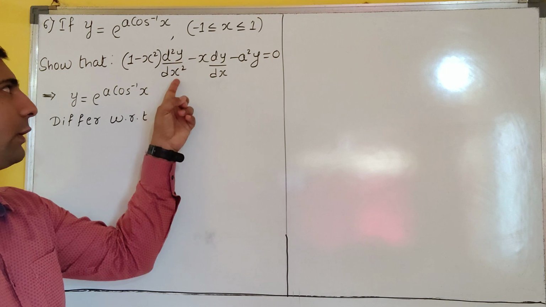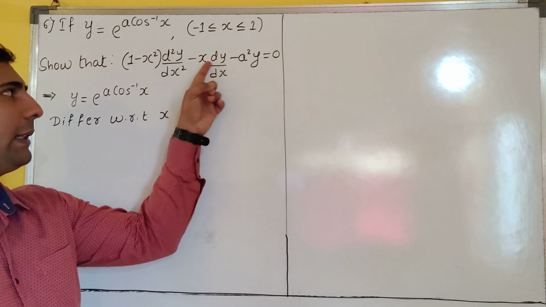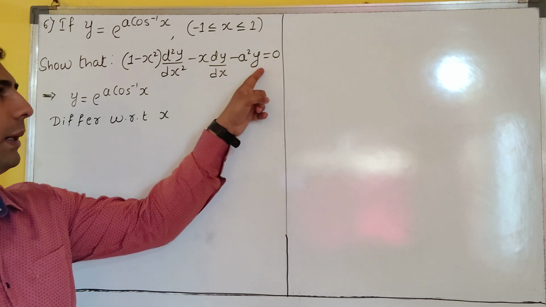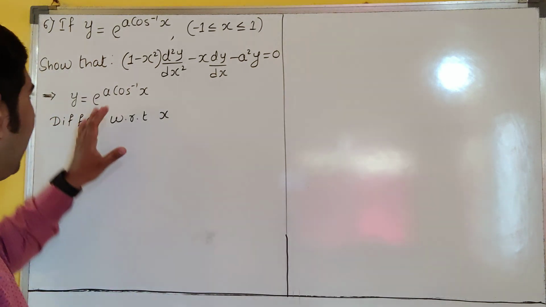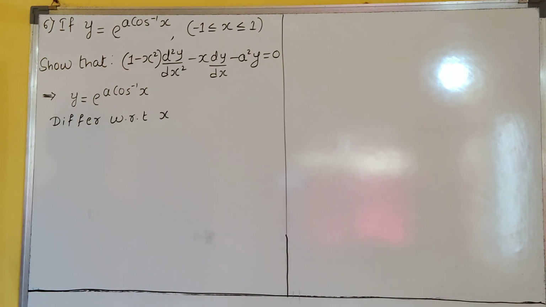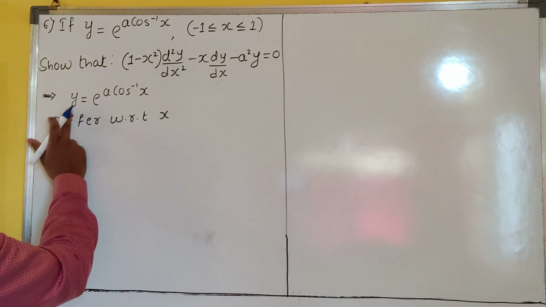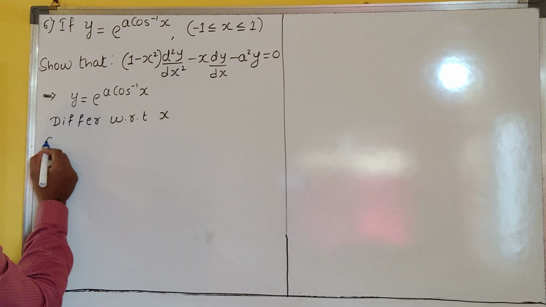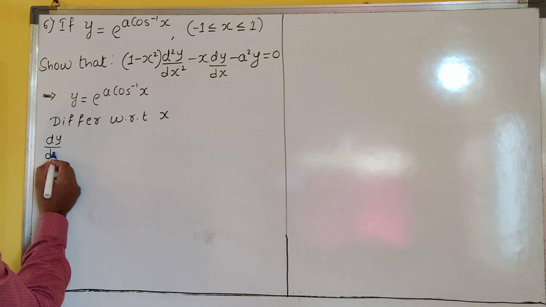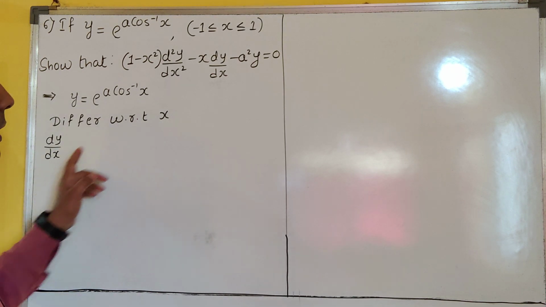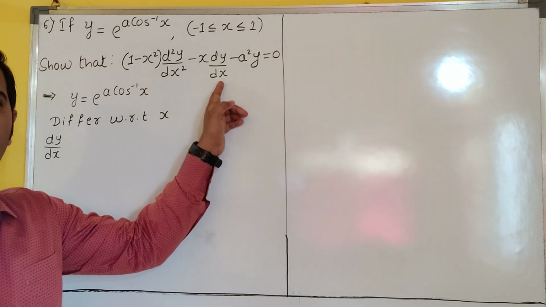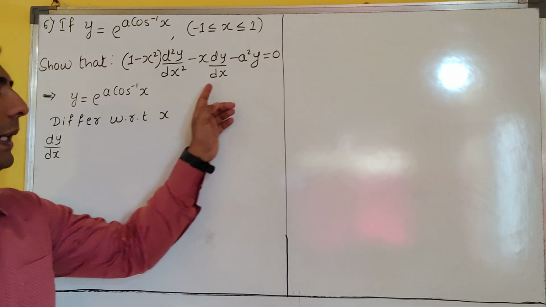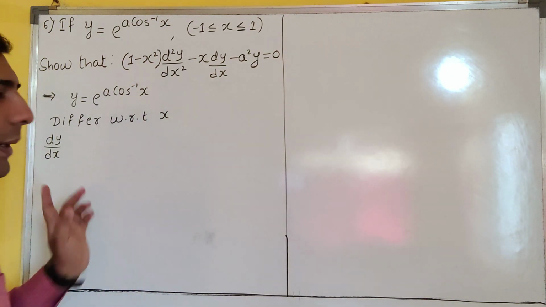1 minus x square d square y by dx square minus x into dy by dx minus a square into y is equal to 0. So by using the given we can prove this one. How to prove? You see here. y derivative is what? Differentiate with respect to x. You have written y derivative as dy by dx, dear students. Why is dy by dx used? Because in the question it is also dy by dx. So that's why. If they ask y1, you have to write y1 here.